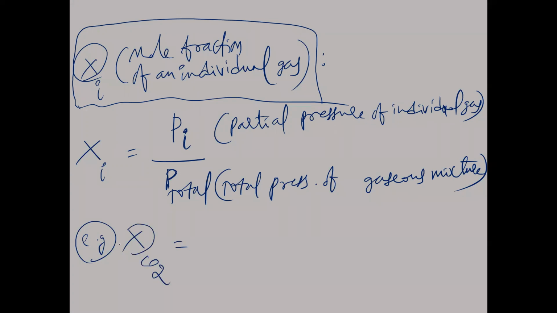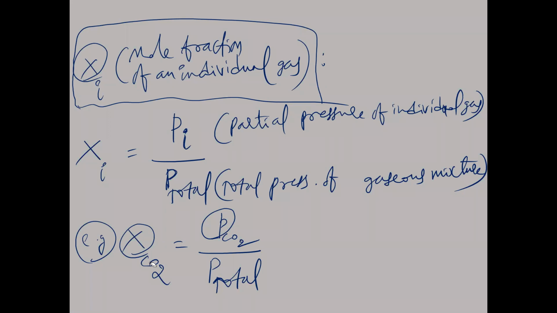Mole fraction of only CO2 gas. What is the formula for mole fraction of CO2? Partial pressure of CO2 gas upon P total. So P total means what? Total pressure of nitrogen plus oxygen plus CO2.